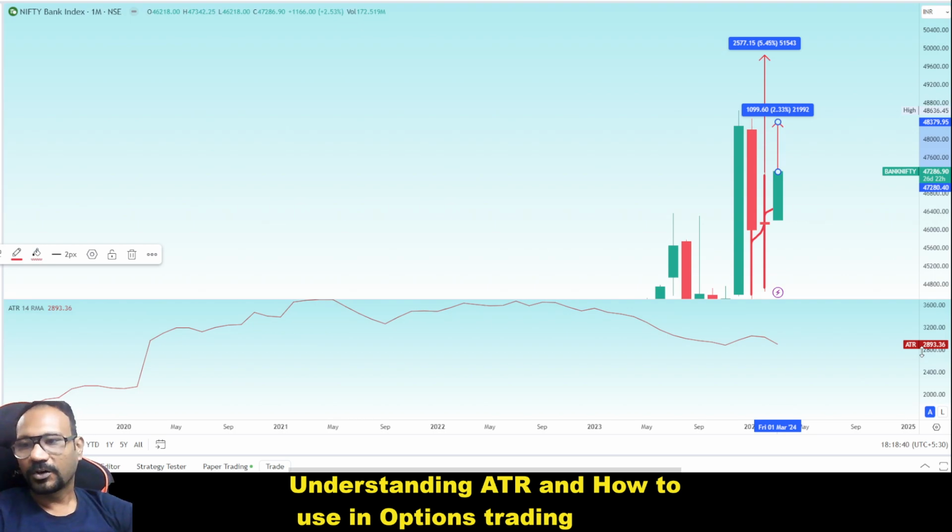So what is it for an option buyer? For an option buyer, it's a bit complicated, because even if there is a move, you cannot take the positions overnight. If you're a positional player, you always have the risk of directional loss.